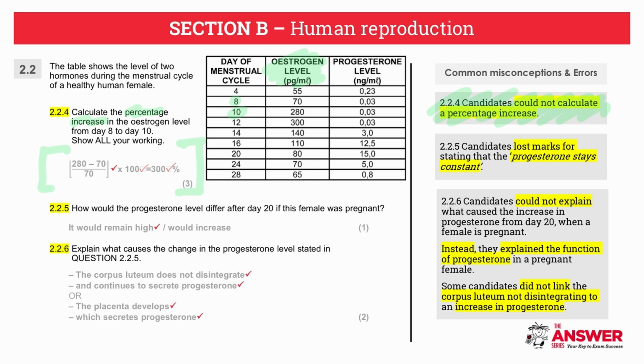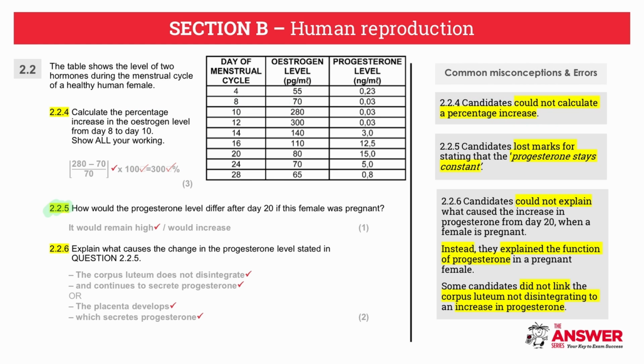You basically subtract the two values from one another, the 280 from the 70, and you divide it by the original value because it's increasing from 70, and then to get it to a percentage you multiply by 100, and the answer then is 300. Remember the unit percent, and this counted 3 marks because you get 1 mark for doing the calculation, 1 mark for making it a percentage times 100, and 1 mark for actually writing the correct answer.